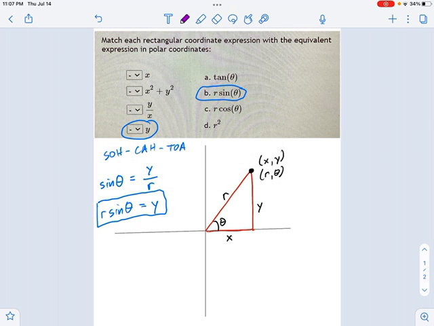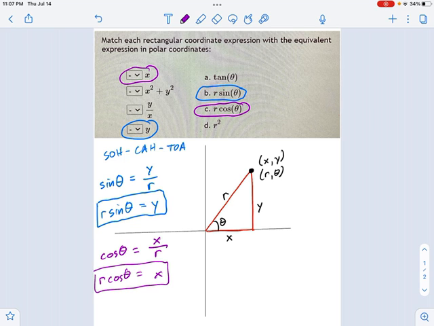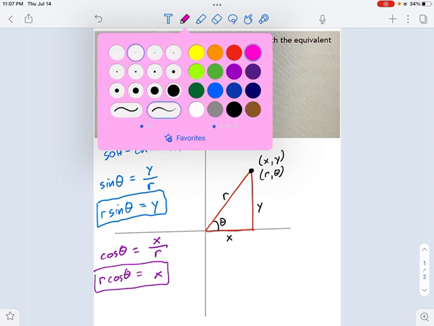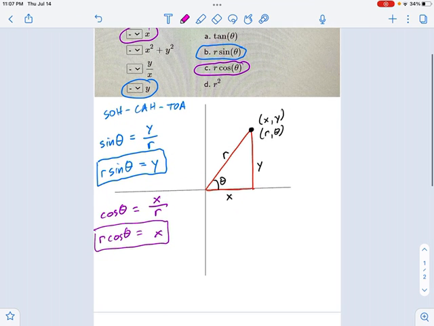Same idea. Let's just do it with cosine. Cosine theta equals adjacent over hypotenuse. Rearrange that a little bit, and we have r cosine theta equals x. So that's this guy right here. Now, it's pretty good for SOH-CAH-TOA. I don't think we're done yet. I think there's one more SOH-CAH-TOA thing that's going to come in handy.